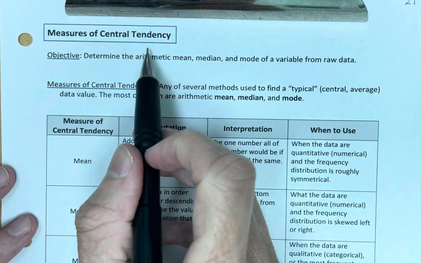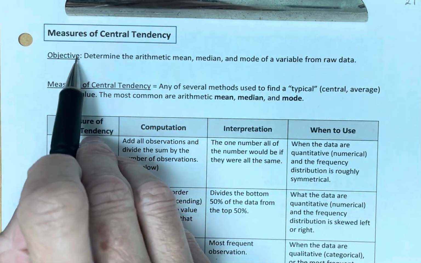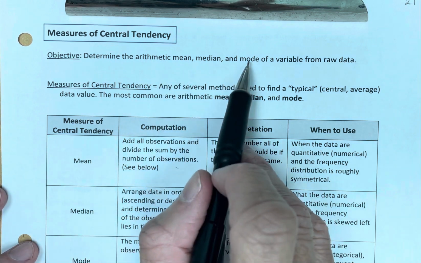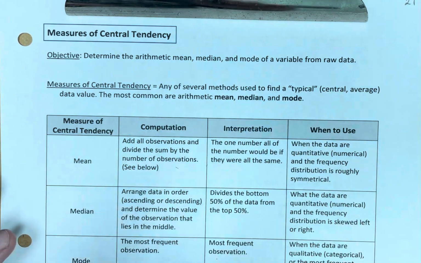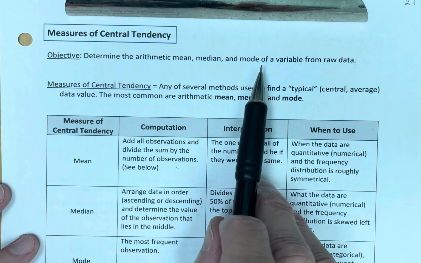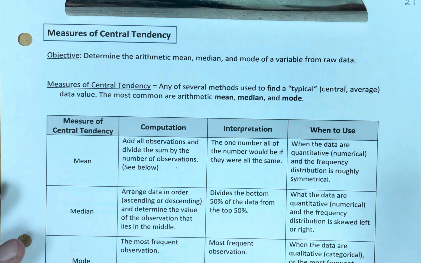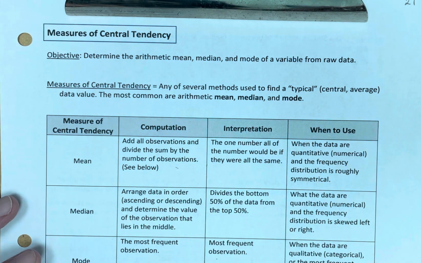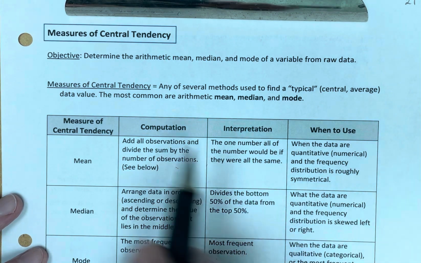Measures of central tendency. Our objective: determine the arithmetic mean, the median, and the mode of a variable from raw data. This probably takes you back to perhaps grade 4 or 5. I'm not exactly sure when mean, median, and mode started. Maybe grade 6, but I'm sure you've seen this from long ago in your education history. We're going to have to define it here and show how StatCrunch can find it for us.